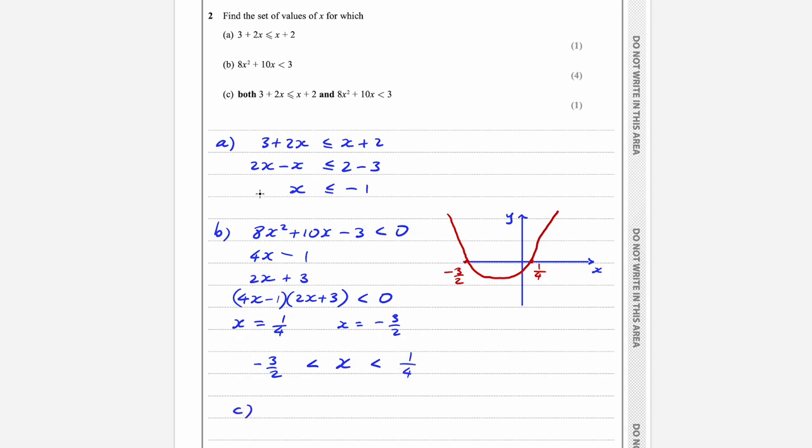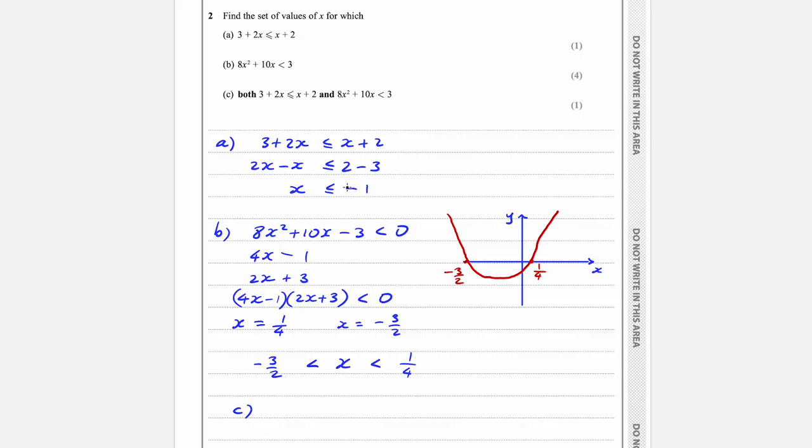Part C then, we need both of these to be true. So x needs to be, and just be careful, guys, whether it's greater than or equal to or just less than or greater than, strict or not strict inequalities, which determines the equal sign or not. So x has to be less than or equal to negative 1. It also has to be less than a quarter.